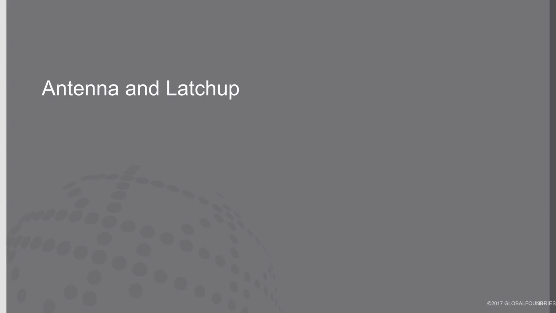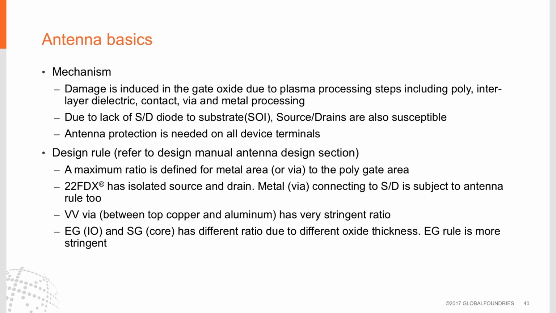Antenna and latch-up rules are similar in FDX as they are in bulk. The mechanism of an antenna damage is induced in the gate oxide due to plasma processing, including poly, the interlayer dielectric, contacts, via, and metal. Due to the fact that it's not bulk, there's no SD diode to substrate. Unfortunately, the source and drains are still susceptible, so antenna protection is needed on all of the device terminals.